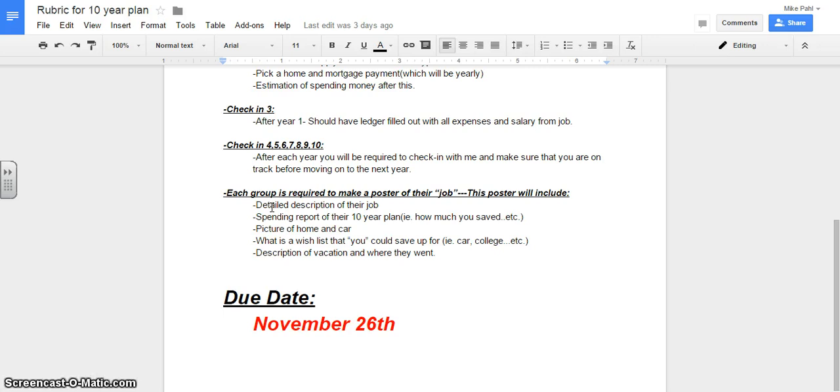Each group is required to make a poster of their job. This poster will include a detailed description of their job, a spending report of the 10-year plan, how much you saved, a picture of your home and car, and a wish list. So your group has to come up with a wish list that's more for you, like a car, college, etc. And a description of your vacation and where you went. So you have to have a detailed description.